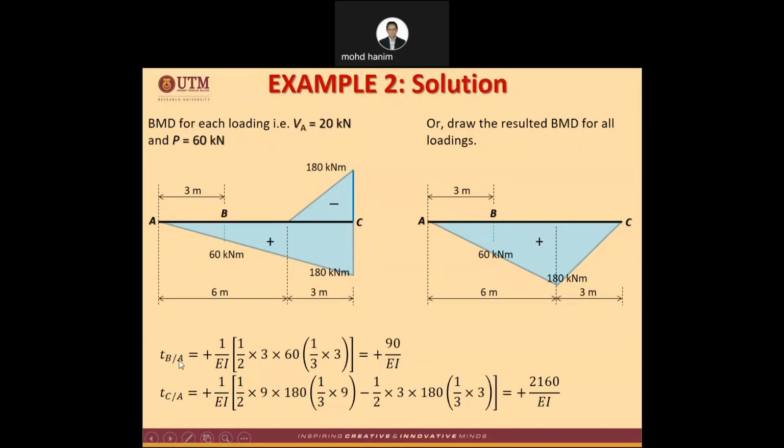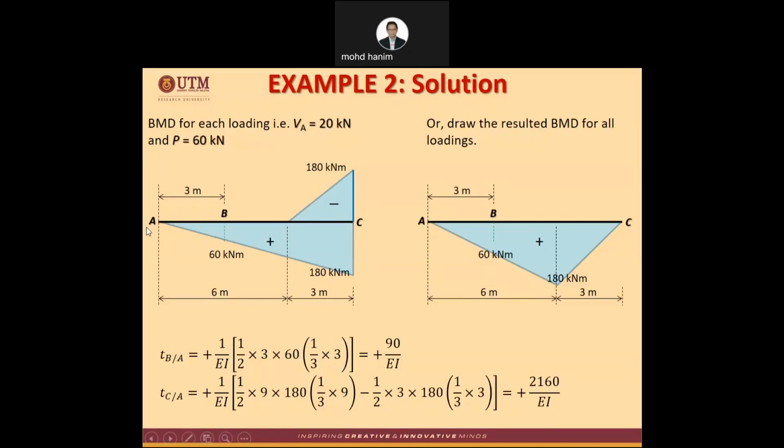TBE equal to what? You are at B. When you are at B, what is the area? The area is equal to 3 multiplied by 60 divided by 2. This is the area of moment multiplied by the centroid. Area times centroid equal to first moment area. The centroid of this triangle is 1/3 of the distance, therefore equal to 1/3 of 3.